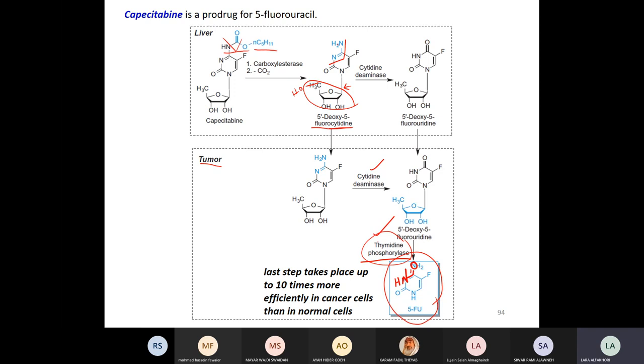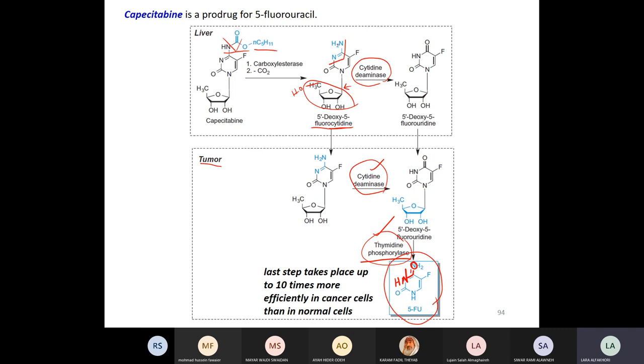Okay. Now the conversion of the amidine in cytidine into an amide to give rise to the uracil occurs by the action of cytidine deaminase. Now, in liver cells cytidine deaminase is present and it can convert cytidine into uracil, but this enzyme is found at higher levels, upregulated, and its activity is greater in cancerous cells.